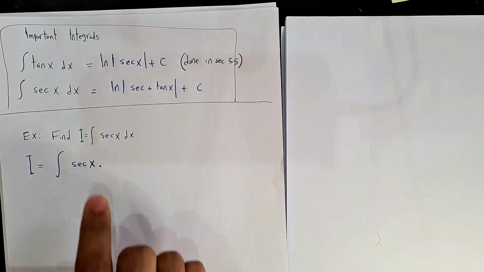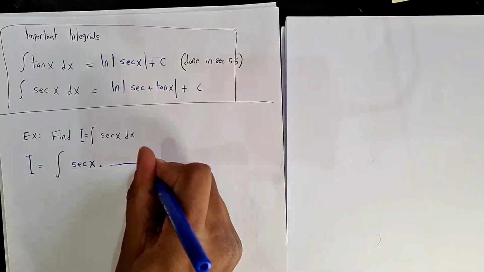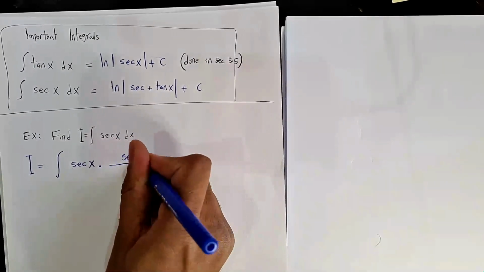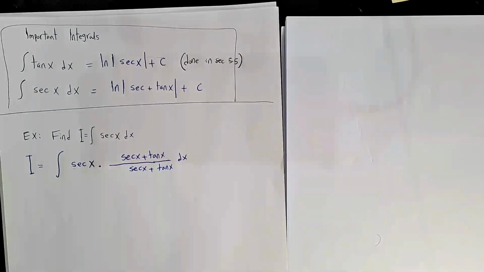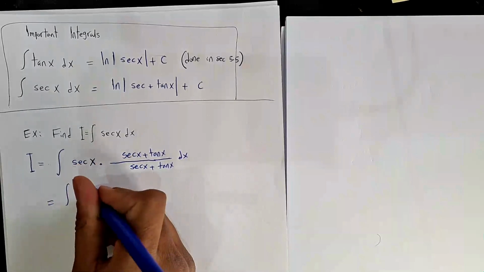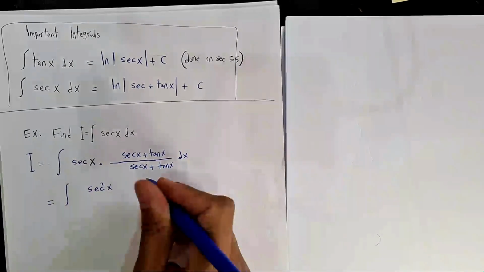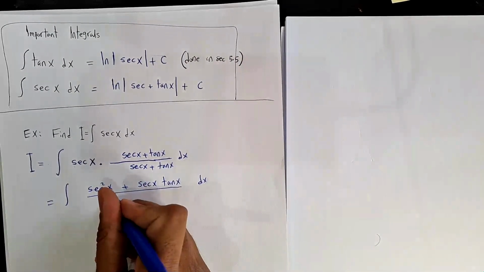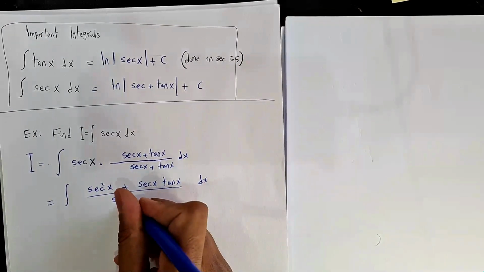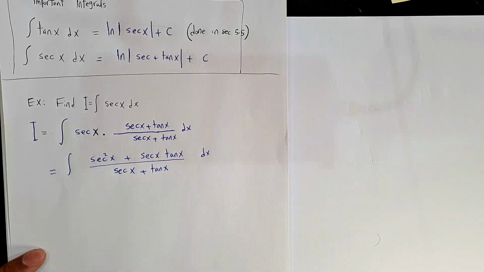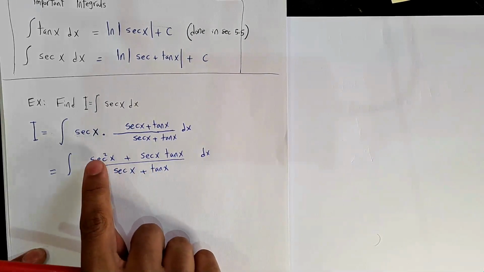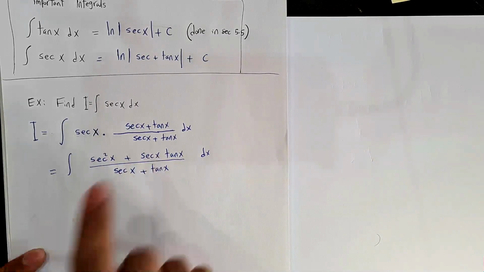The idea behind this question is to do the following trick. You multiply by secant x plus tan x, up and down. Then you simplify. Secant by secant is secant square. Secant by tan, secant tan. And the denominator stays the same. Look here. If you take u equals secant plus tan, which is the denominator, then the derivative is upstairs. Check here. The derivative of tan is secant square. The derivative of secant is secant tan.